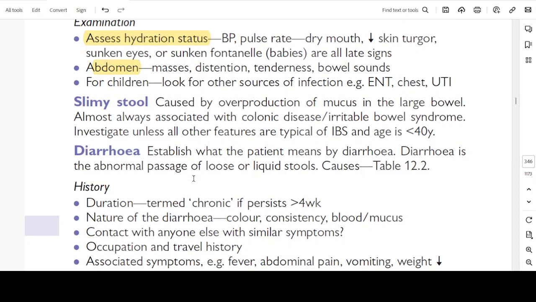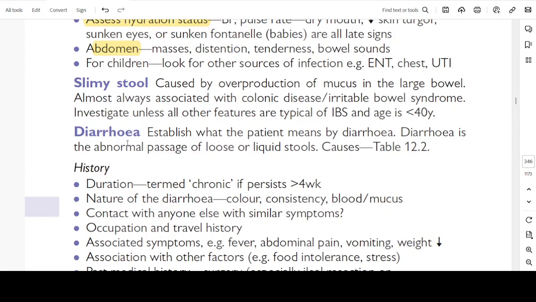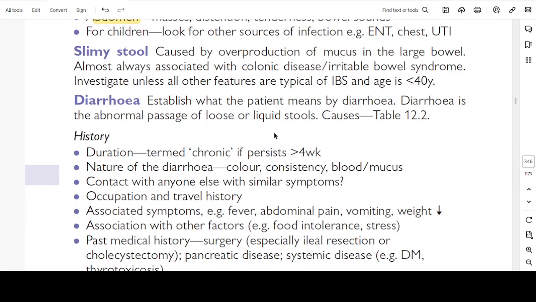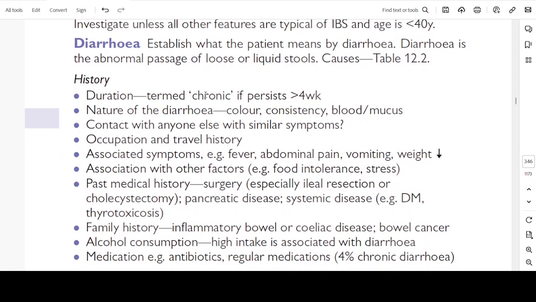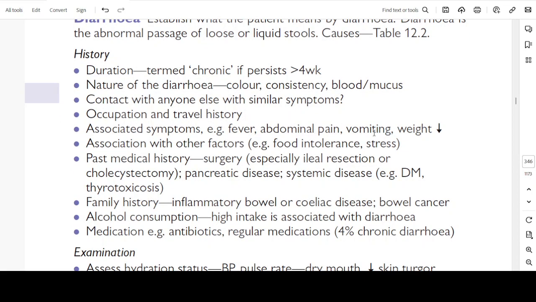Diarrhea: establish what the patient might mean by diarrhea. Diarrhea is an abnormal passage of loose or liquid stools; causes are mentioned in table 12.2. In the history of diarrhea: duration, termed chronic if it persists beyond 4 weeks; nature of diarrhea, color, consistency, whether there is blood or mucus; contact with anyone else with similar symptoms; occupation or a travel history; associated symptoms, for example fever, abdominal pain, vomiting or weight loss; association with other factors, food intolerance and weight and stress.